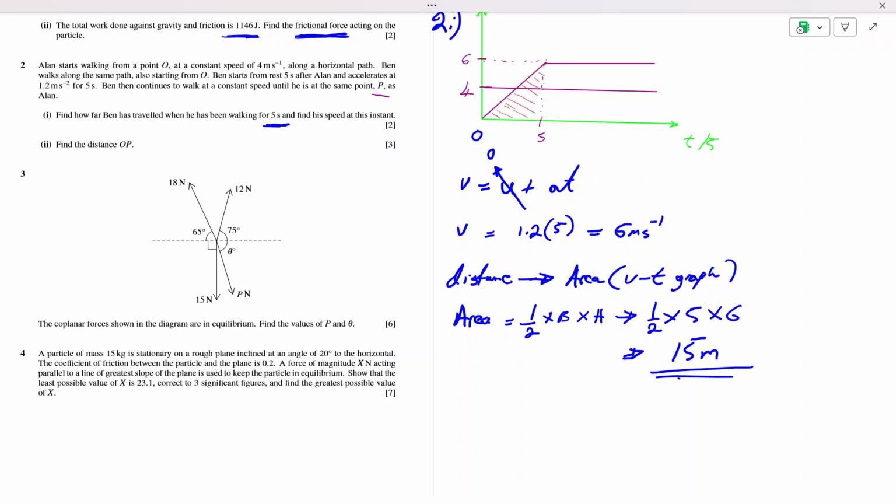Since Ben is walking faster than Alan, at some point he's going to catch up, right? So we want to find what that point is so that we can find the distance.